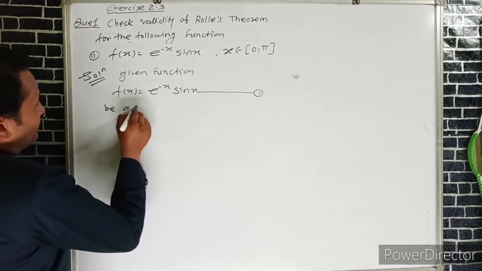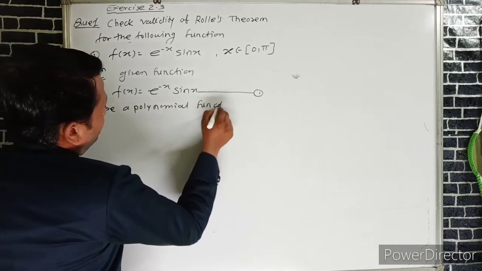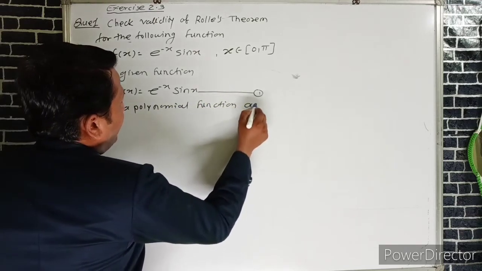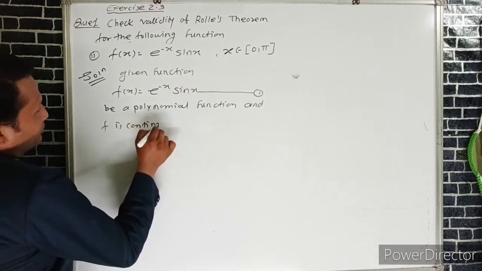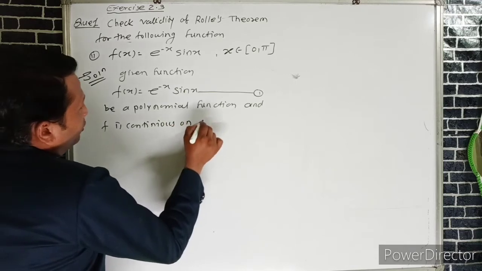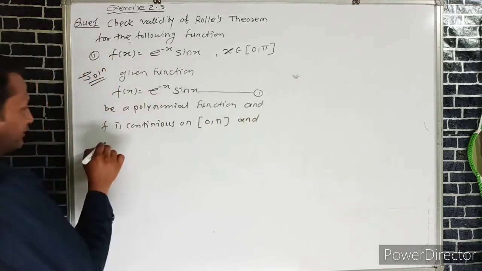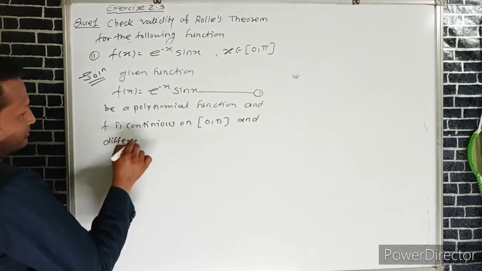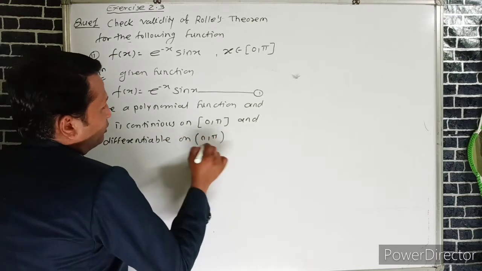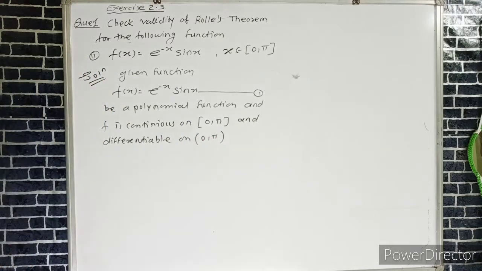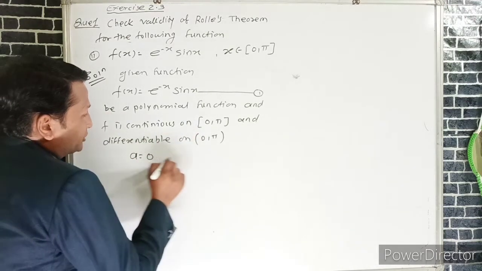The function is a polynomial function, and f is continuous on the closed interval [0, pi] and differentiable on the open interval (0, pi). So here we can say that the value of a is 0 and b is pi.